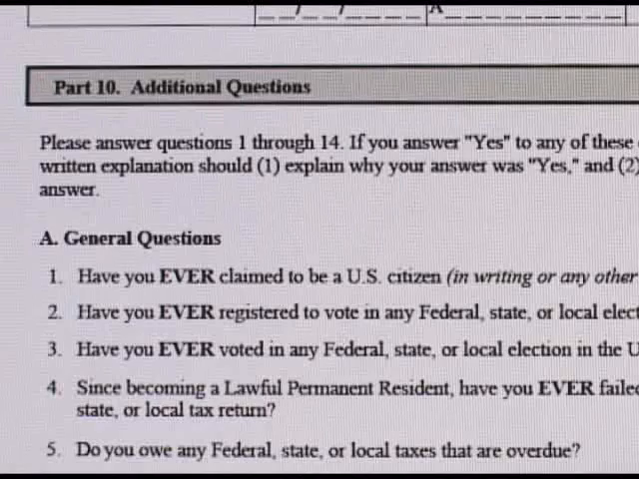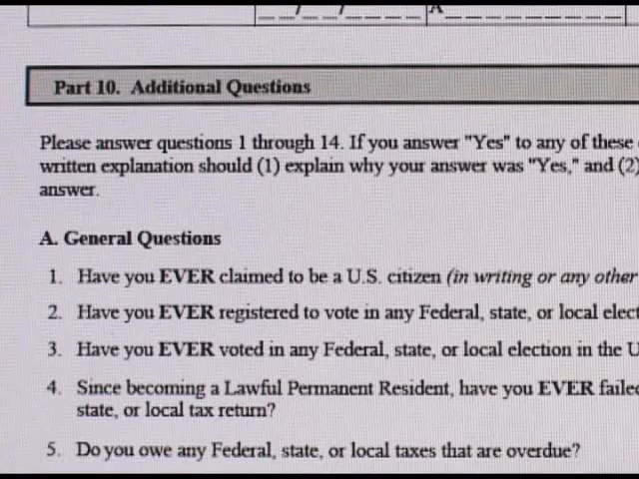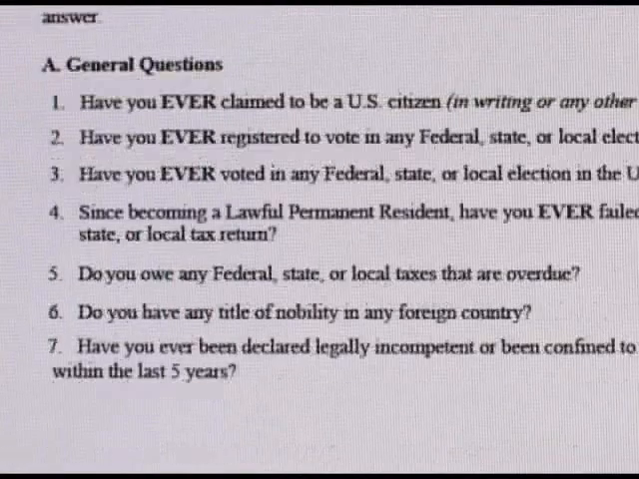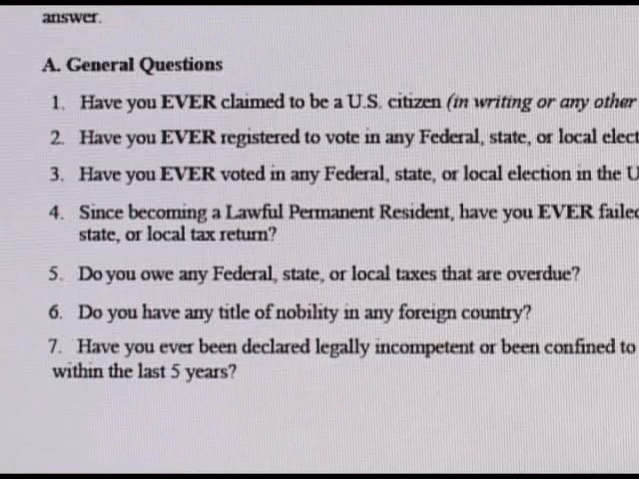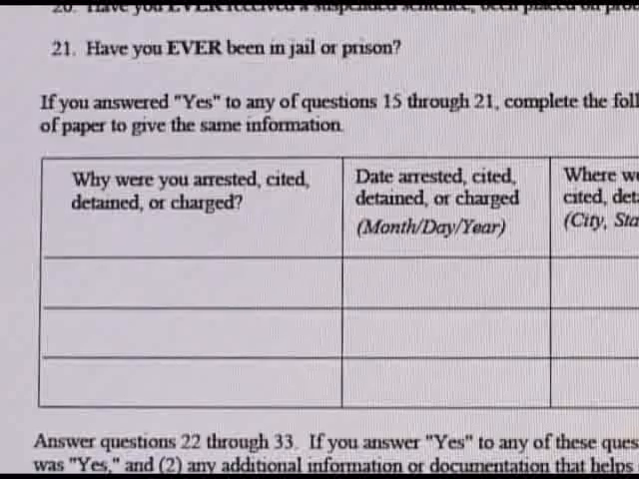Part 10. Answer each question by checking yes or no. Answer each question honestly. Question 6A is asking whether or not you have a title of nobility, such as prince or queen, in a foreign country. Page 8. If you have ever been arrested or cited, which means received a summons, you must obtain a court disposition where the arrest took place. Call or visit the township office to obtain this document and include it in your application.